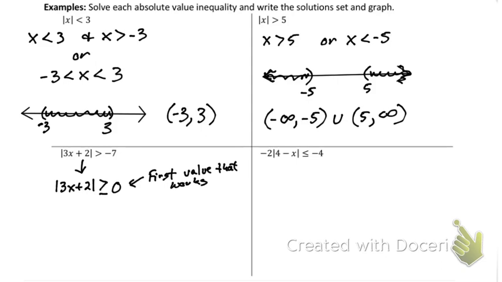Now we have a greater than sign. A greater than sign is an or statement. So we are going to have 3x plus 2, since we have a greater than or equal to, we're going to say greater than or equal to 0. It should be plus 2, right? Oh, yeah. Or 3x plus 2 is less than or equal to 0.